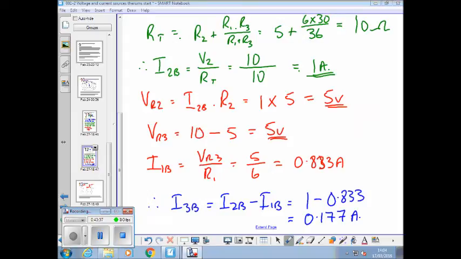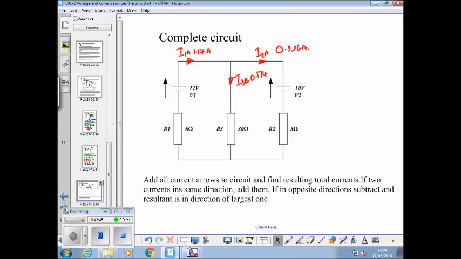Okay. So, keeping your results in mind, what I've done here is I've added to the original circuit all the currents from circuit A. So we now add them for circuit B. Circuit B, the current here was in that direction, wasn't it? And what was I1B? 0.833.